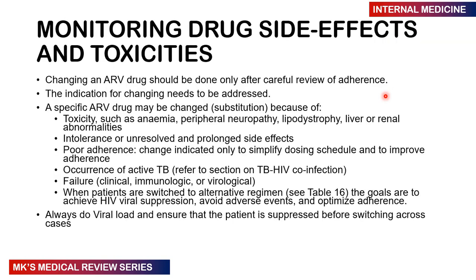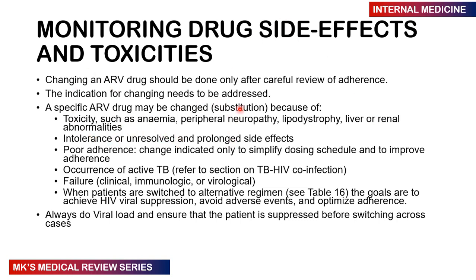So how do we monitor side effects and toxicity? We can change the ARV drugs only if there is a review of adherence. The indication for changing needs to be addressed. So a specific ARV can be changed or substituted if there's toxicity like anemia, peripheral neuropathy, lipodystrophy, liver or renal abnormalities, intolerance or unresolved and prolonged side effects.